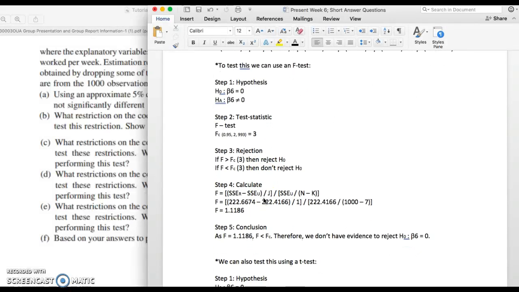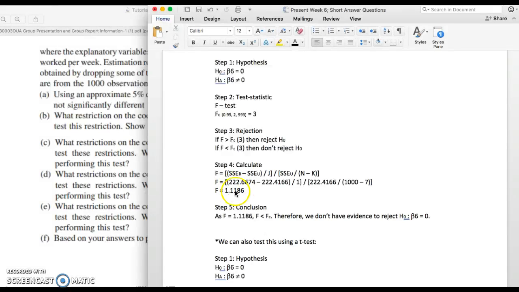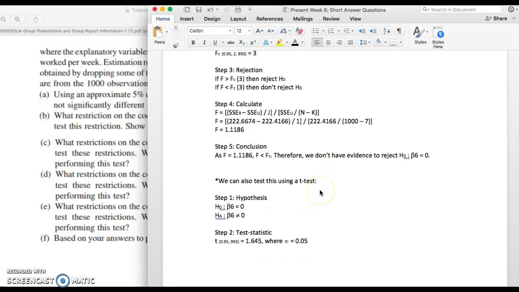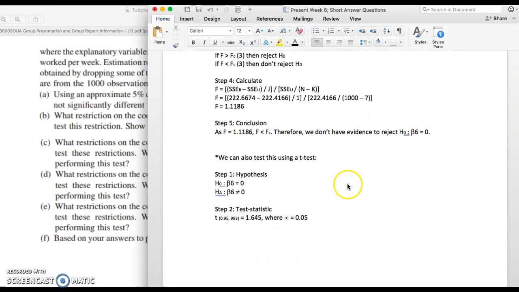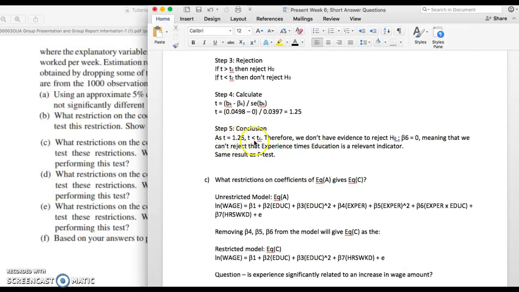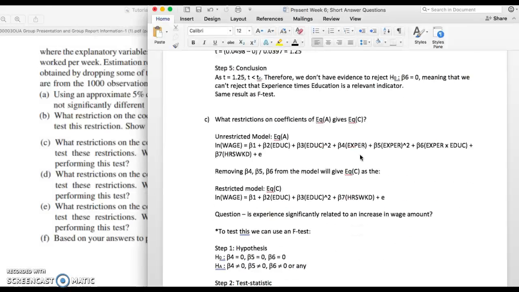FC is 3, and then the f value calculated is 1.1186. And the conclusion being we don't have evidence to reject the null hypothesis. And we can also find that same result using a t-test, given we're only testing one variable. So we run through that again, the result being the same, that we don't have evidence to reject the null hypothesis, meaning that we can't reject that experience times education is a relevant indicator.